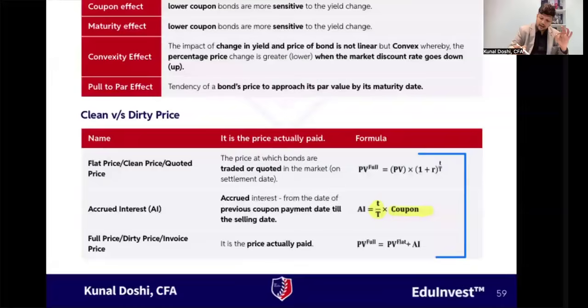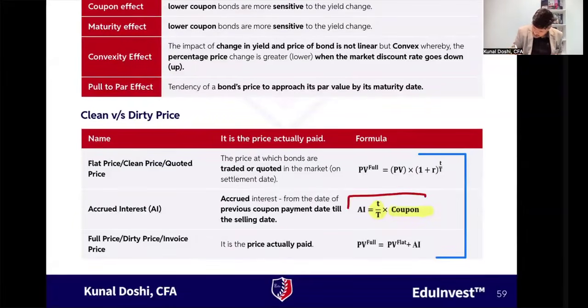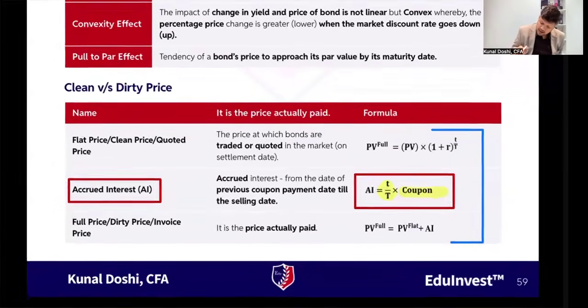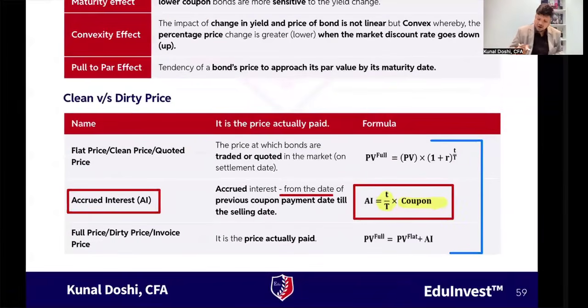Everyone with me? Correct. So you have to adjust the coupon for the time, that is the accrued interest. It is the coupon accrued till now. Small t is the time since the last coupon. It's written here from the date of the previous coupon, and big T is the total time between the two coupon dates. Is this clear, everyone?